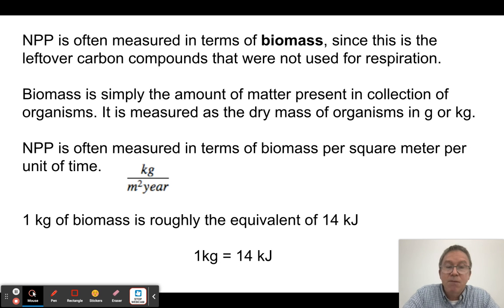Biomass is just mass. We can measure it in terms of grams or kilograms. So if we're going to talk in terms of the net primary productivity of a given ecosystem, we'll often talk in terms of kilograms per square meter per year. We're just saying how many kilograms of biologic matter were accumulated per square unit of area, say square meter, per unit of time, say a year. And it's worth noting that we can basically equate kilograms of biomass to joules, right? So basically 1 kilogram of biomass is essentially equal to 14 kilojoules of energy. So just think: 1 kilogram biomass equals 14 kilojoules of energy.